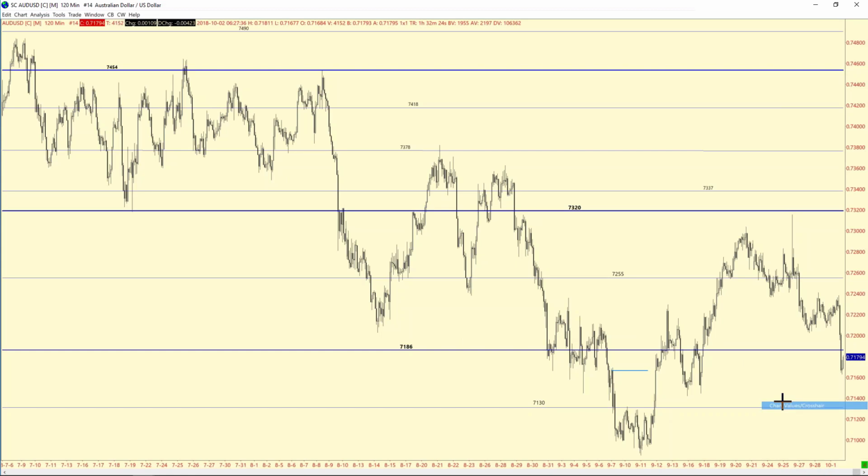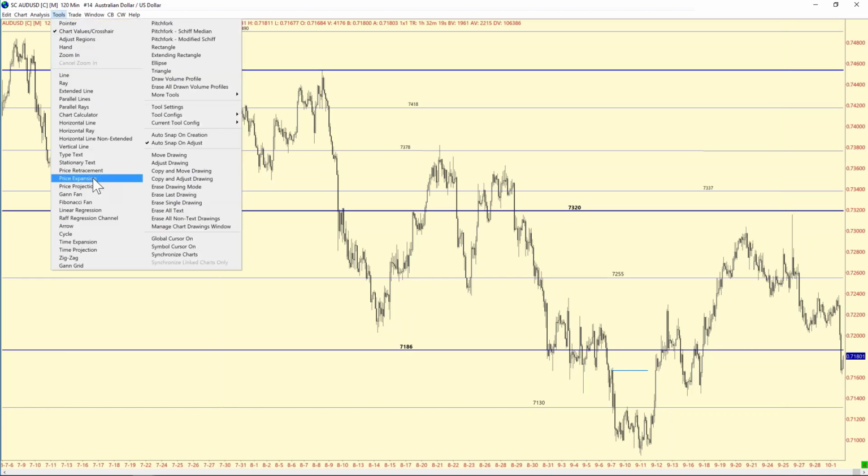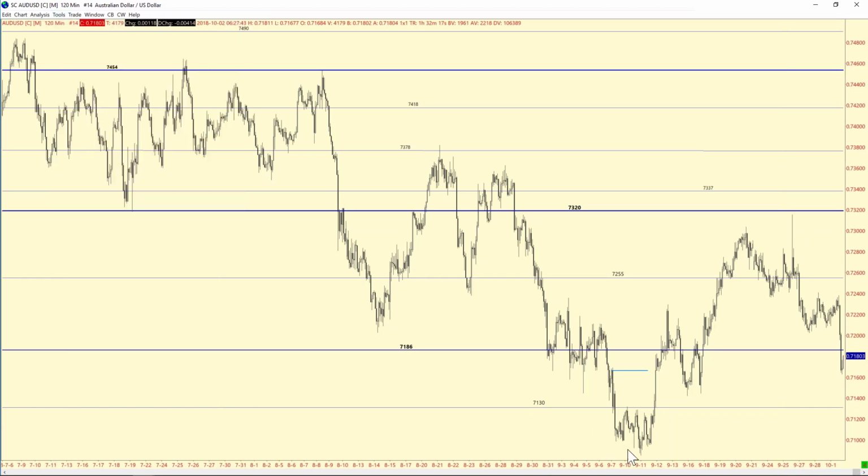So where would support be at this point? Well, let's go and take a look at a fib. We're right here at the 61%.